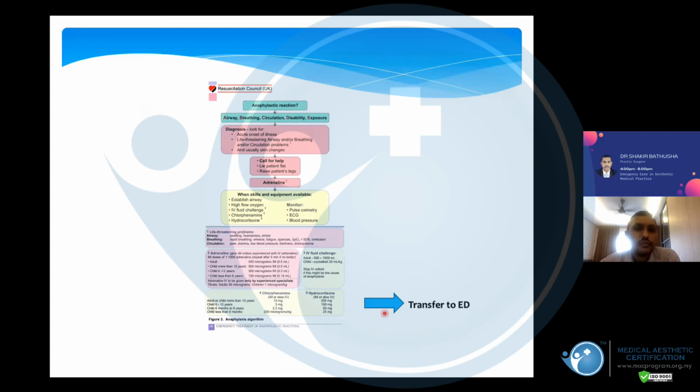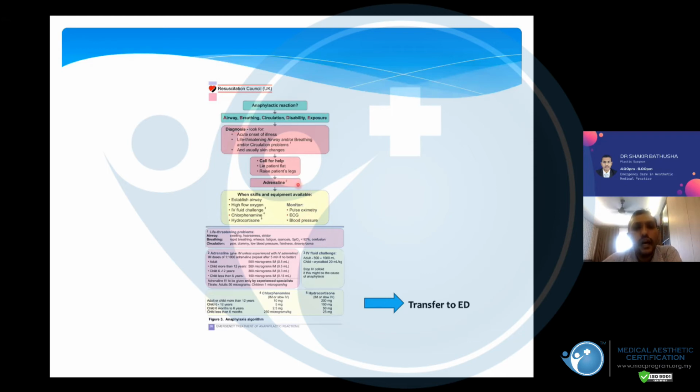So what we do, again, we have an algorithm. Establish whether it's an anaphylactic reaction. Yes. Look at the airway, breathing, circulation, disability, and exposure. Call for help, and then lie the patient flat with the legs raised so that you increase the venous return. The life-saving medication over here is adrenaline.